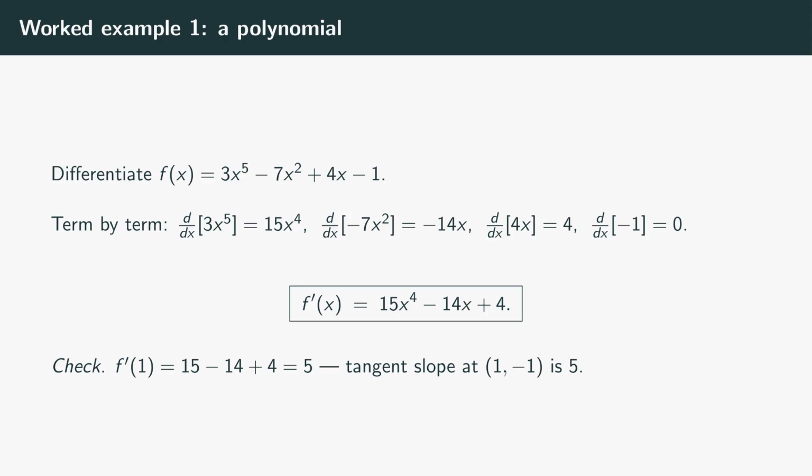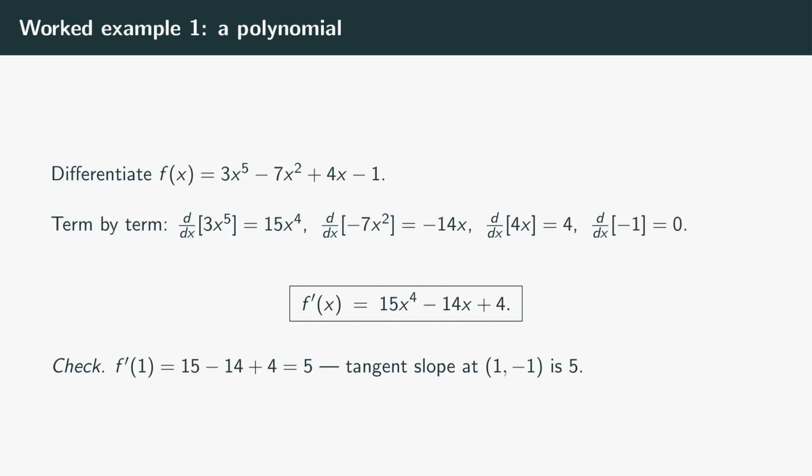First worked example, the kind of thing you'll do thousands of times in calculus and physics. Differentiate 3x to the 5th minus 7x squared plus 4x minus 1. Walk the polynomial. For the first term, 3x to the 5th, the constant multiple rule says the 3 sits outside and we differentiate x to the 5th, which is 5x to the 4th.